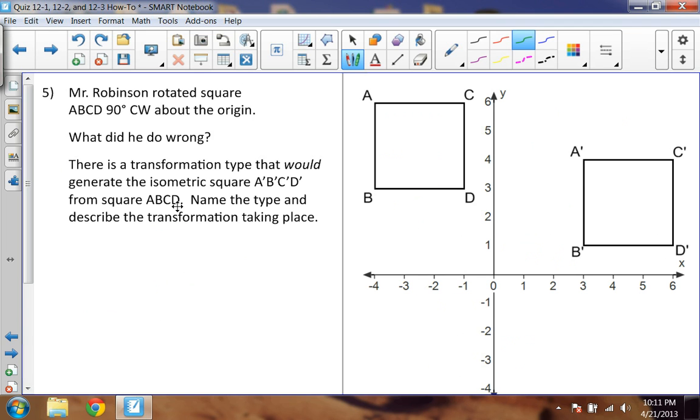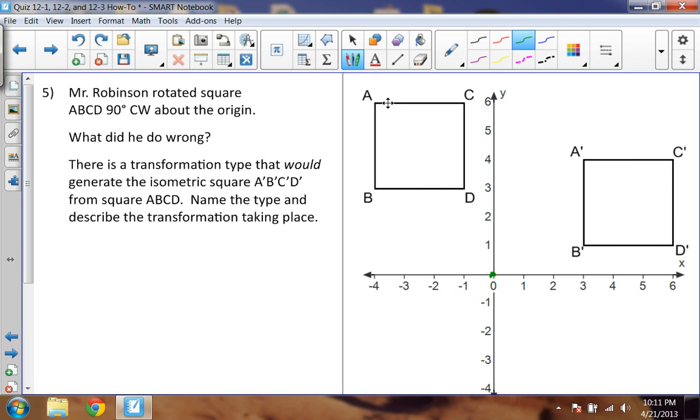Okay, Mr. Robinson rotated square ABCD 90 degrees counterclockwise about the origin. So hopefully you remember how these rotations work. You have those circles and all that. We talked about that a little bit. Okay, what did he do wrong? So to keep in mind, I did the rotations correctly. In other words, these points should be where they are.